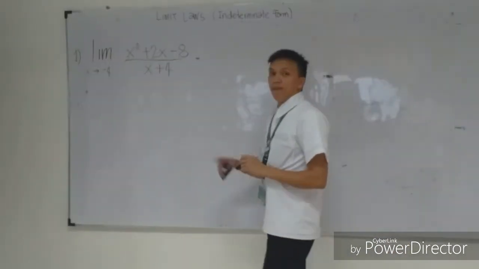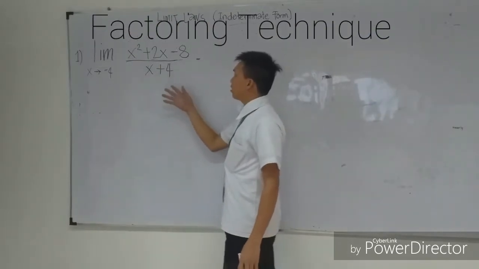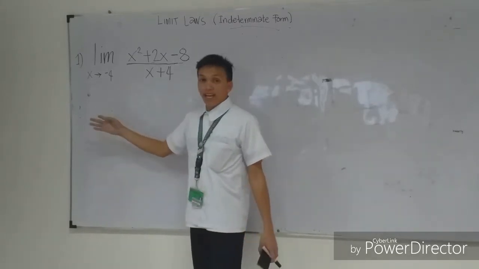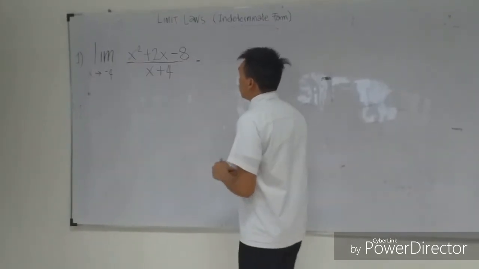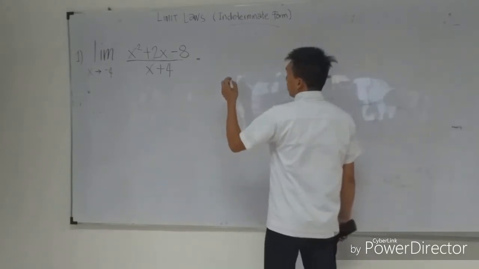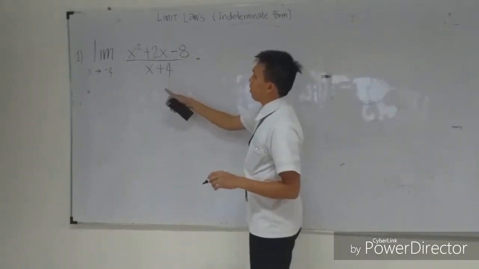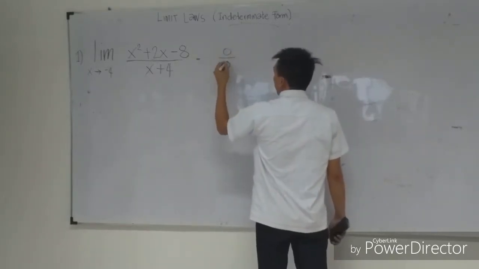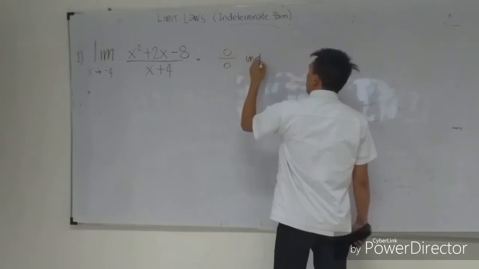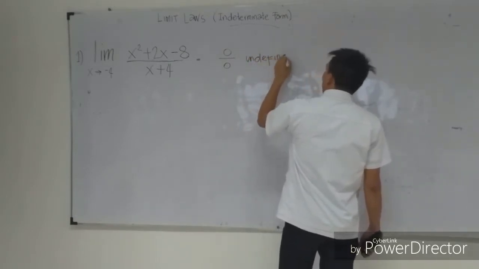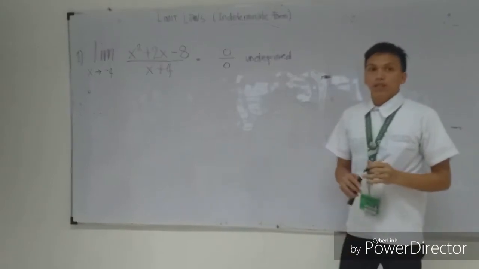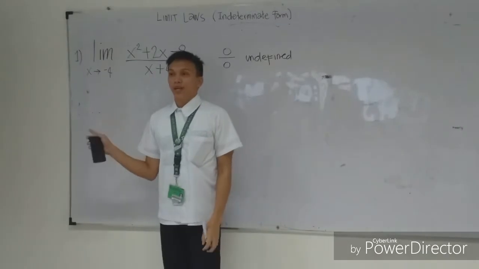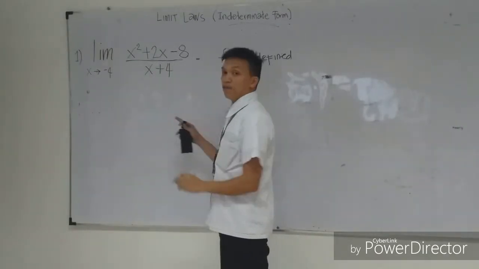Okay, we have a given example here. Limit of x squared plus 2x minus 8 over x plus 4 as x approaches negative 4. If we solve it directly by substituting the value of x, which is negative 4, the result will become 0 over 0, which means undefined. If the function is undefined, we need to do something. So we need to use other techniques. So we need to factor.